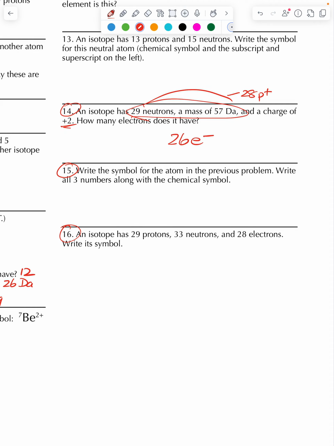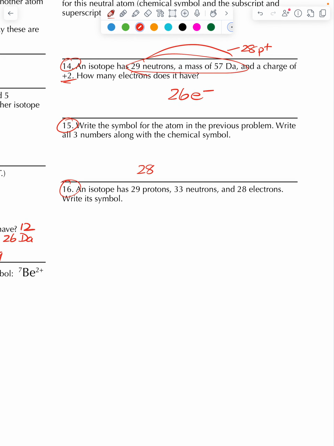Write the symbol for the atom in the previous problem. So you have to write the symbol. Oh, no, you don't have to, but I could give you choices A through E and ask you which is the right symbol. So I need something that has an atomic number of 28, but a mass number of 57, and it's charged 2 plus.